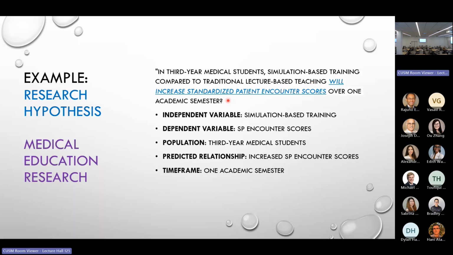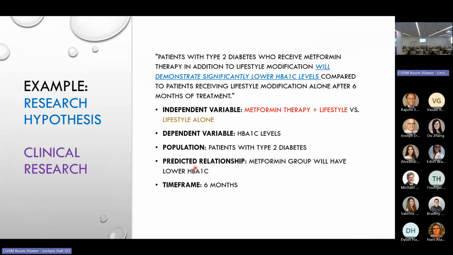We know that this should be a research hypothesis because this is not a question, this is a statement. It will increase standardized patient encounter scores. So I've identified an independent variable, a dependent variable, population, predicted relationship, and there is a time frame noted here. We can also do the same thing for clinical research hypotheses. Patients with type 2 diabetes who receive metformin therapy in addition to lifestyle modification will demonstrate significantly lower HbA1c levels compared to patients receiving lifestyle modification alone after 6 months of treatment.